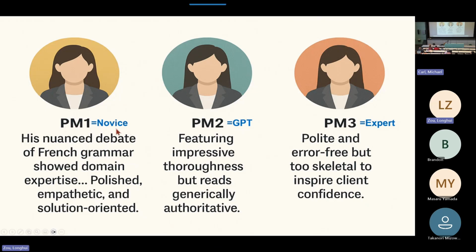For PM1, which is novice, we see a comment saying his nuanced debate of French grammar showed domain expertise, polished, empathetic, and solution-oriented. Very high comments. And then PM2, which is GPT, got comments like: PM2 features impressive thoroughness, but reads generically authoritative. And PM3, the expert, got the comment: polite and error-free, but too skeletal to inspire client confidence. And that's all for my survey results.